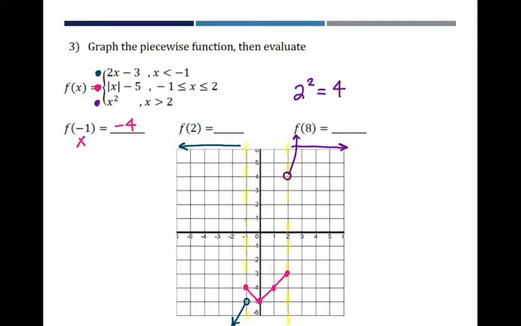You can also solve it algebraically. So since I have this or equal to, that means I would plug into the pink function. So when I do that, absolute value of -1 minus 5 is going to give you that -4.